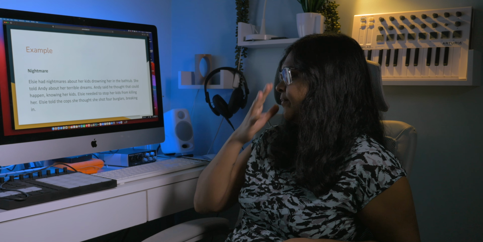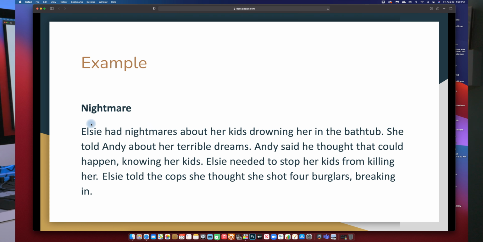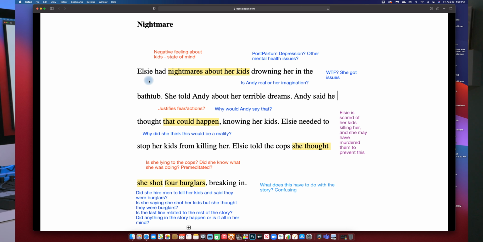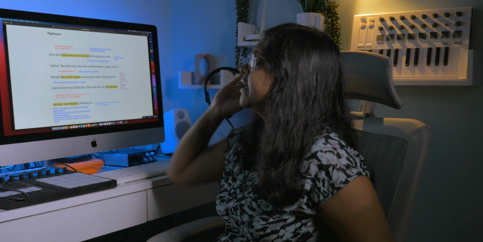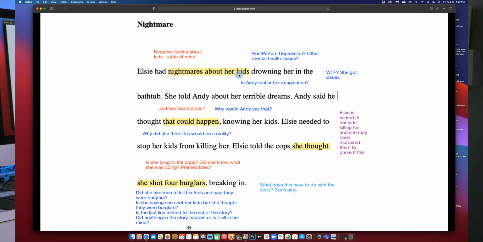Such a short story, but so much content included in that story. So let's take a look at a sample annotation of this story. Here in the first sentence, Elsie had nightmares about her kids drowning her in the bathtub. I highlighted nightmares about her kids, and my note for why I highlighted that is that she has negative feelings about her kids. It shows her state of mind. I feel like it's really giving Elsie's motivation when we get to the end of the story. So I thought that was important to highlight.